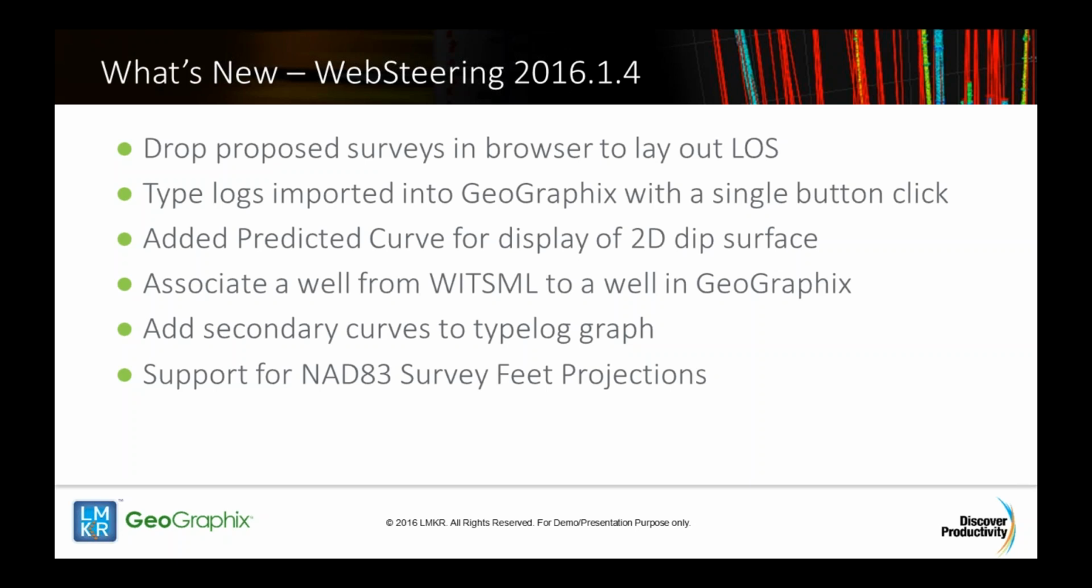Type logs could be dropped into the browser, or they could be retrieved from GeoGraphix to use in the tool. But now type logs can be dropped in the browser and actually added to GeoGraphix. This has always been the case with your deviation surveys and your LWD, but we've added it for type logs too. We've added the predicted curve on the MD measured depth for display of the 2D dip surface.